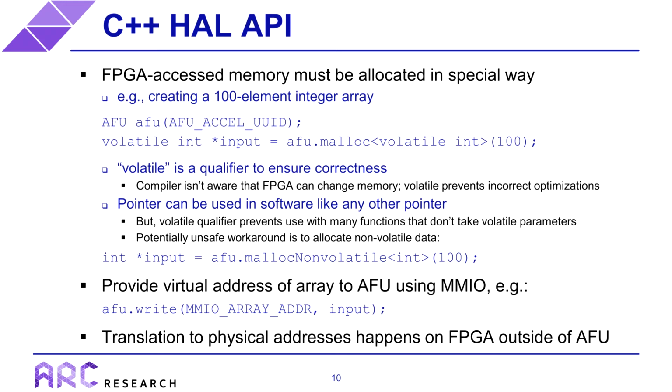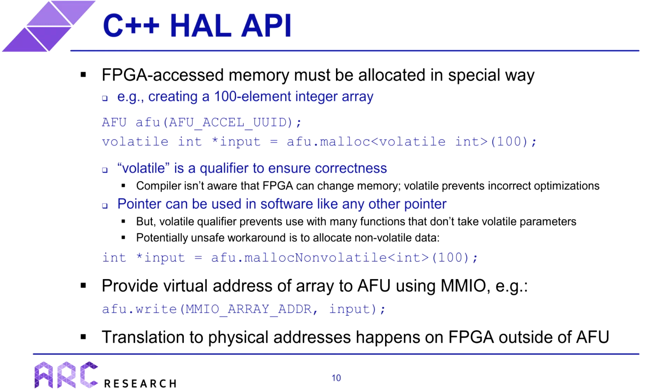I have an example on this slide that shows you how you would go about allocating a 100-element integer array. First you have to actually instantiate the AFU. This is just the same AFU class that I've used all along, although it has a few new functions now to work with this DMA. So I instantiate the AFU, and then on the next line you'll see I'm calling this AFU.malloc function. This malloc is conceptually similar to C's malloc, except that it provides different functionality.